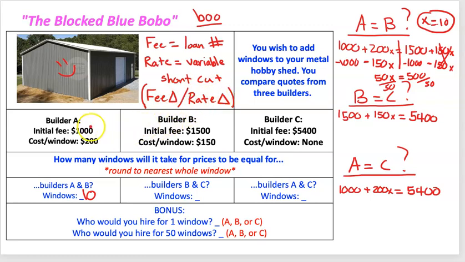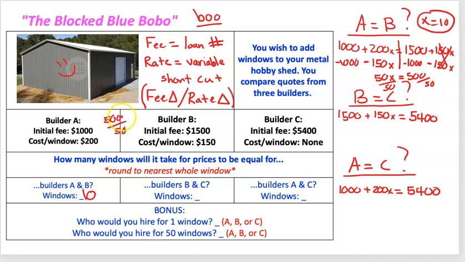So really quick, comparing builder A and builder B, the change in their fees, look at that, was $500. This fee is $1,000. This one is $500. Okay, the change in the fees is $500. The change in the rate, going from 150 to 200, is $50.